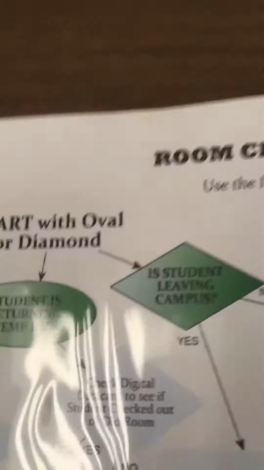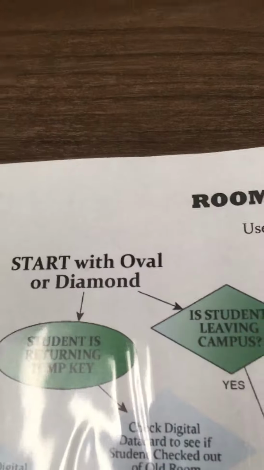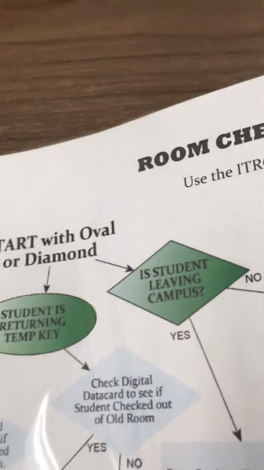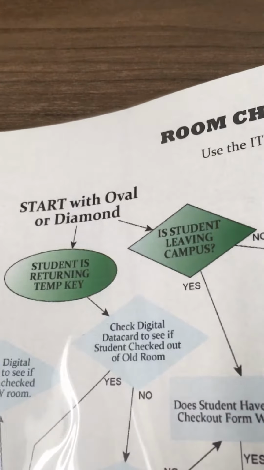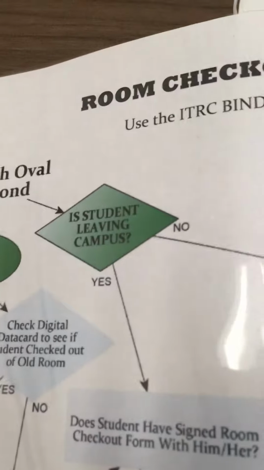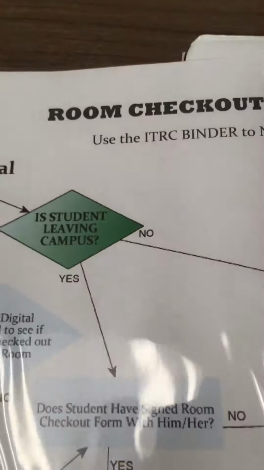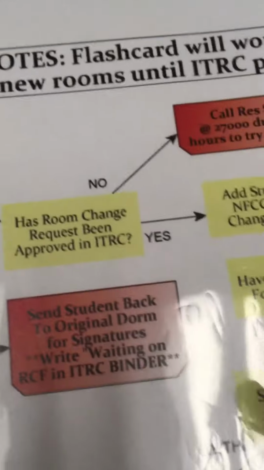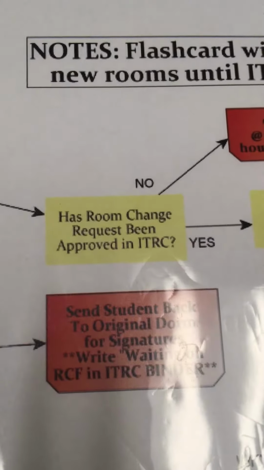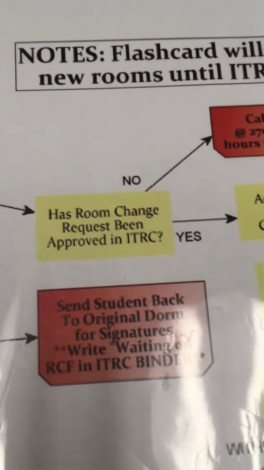So we have to choose up here what we're starting with. Either student is returning the temp key or they're leaving campus. Is student leaving campus? They don't have a temp key in their hand, so we're going to start here. Is student leaving campus? The answer to that one would be no, so we're going to follow it over here to the right-hand side of the page. Has the room change been approved in ITRC? You must take a look with this.